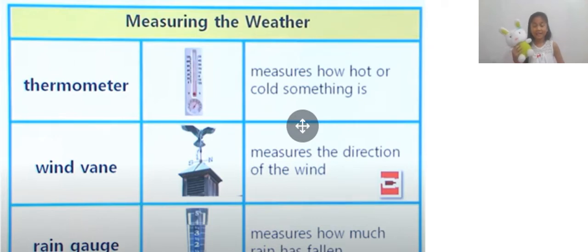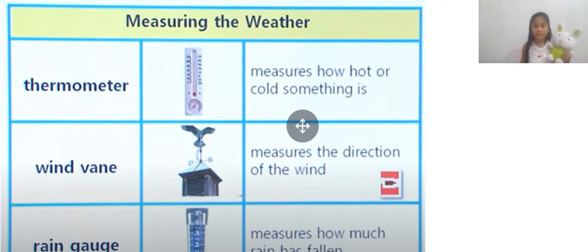My name's Squad. Today I talk about measuring the weather with our friend Lily here. So first we need to know what "measure" is, so that we can measure the weather.